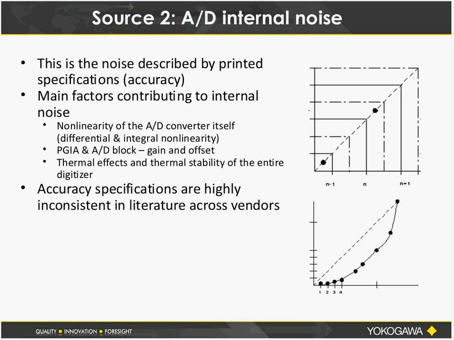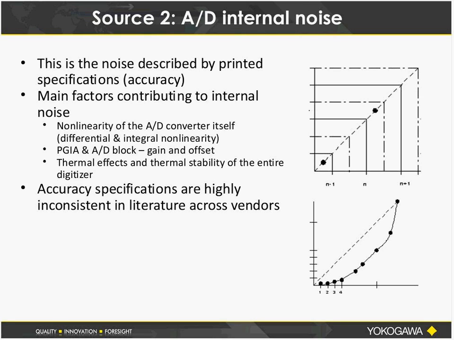Okay, the next topic we're going to cover is A to D internal noise. And this is actually related to the accuracy spec of the instrument. And as we covered before, every data acquisition device has an internal analog to digital converter. And of course, that converter is not perfect. It is going to have some inaccuracy, and the biggest components related to the inaccuracies are the nonlinearity of the A to D converter. And it's also related to the programmable gain instrument amplifier block, which is essentially an internal amplifier.